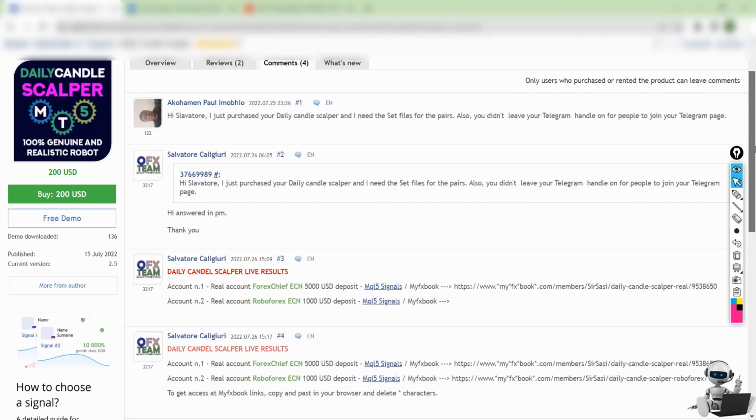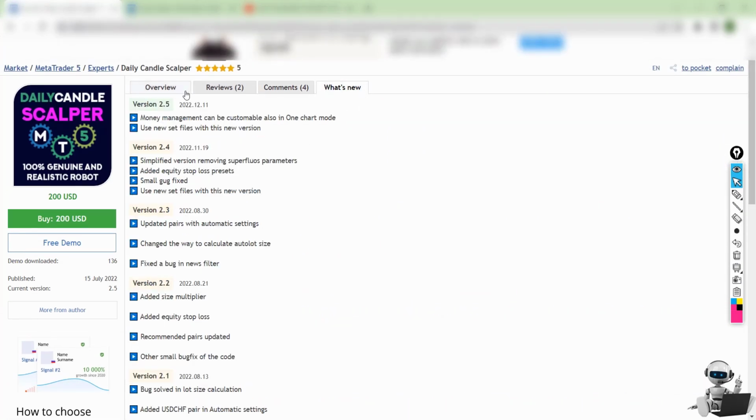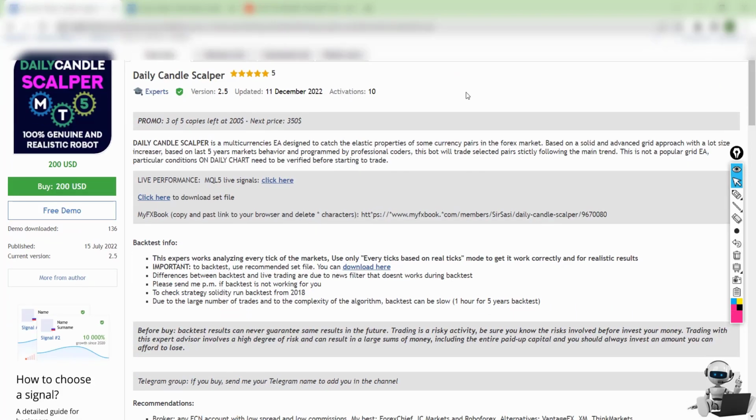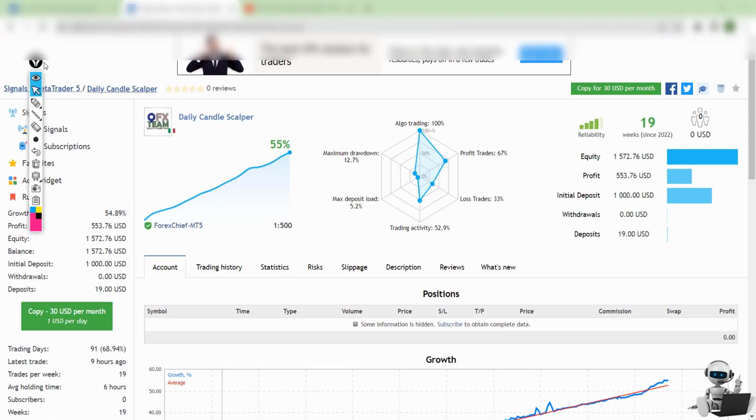It is new. He is providing support and updates, which is very nice, but it is important to analyze the live result. So for the live result, we have some impressive results of the daily candle scalper, 55% profit, only 12% maximum drawdown. So it means the EA has low drawdown, which is amazing, and the win rate is higher than the losing rate. This is also amazing, and he is using it on a live account.